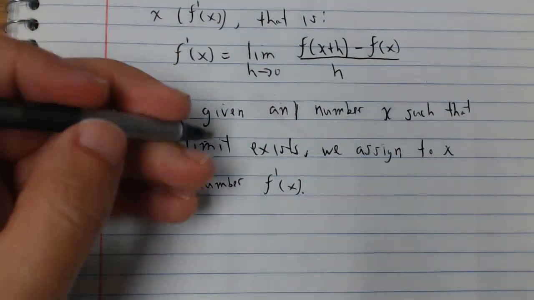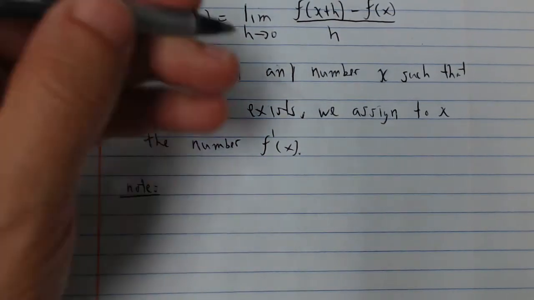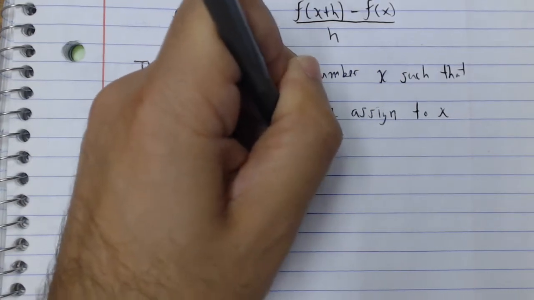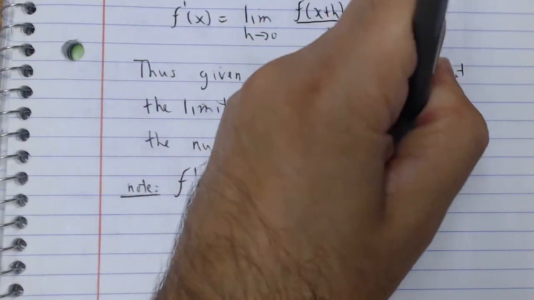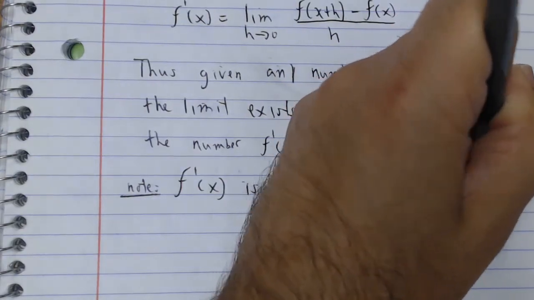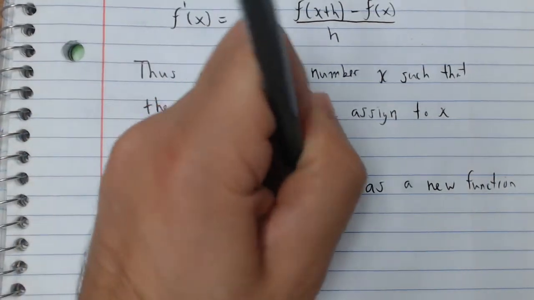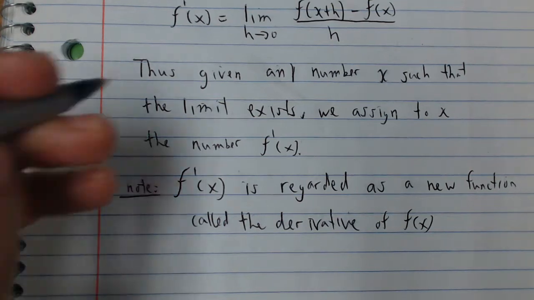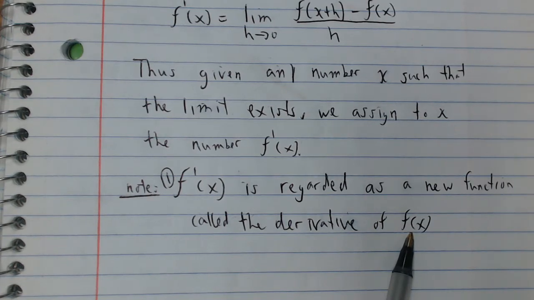So let me make a couple of comments, and then we will do a couple of examples, and then we'll move on to a few theorems that we need to deal with. Here's what we could say: f prime of x is regarded as a new function called the derivative of f of x. That's the first comment I want to make here. What you notice is f prime is a new function of its own. However, it's also known as the derivative of f. So there's two things going on.